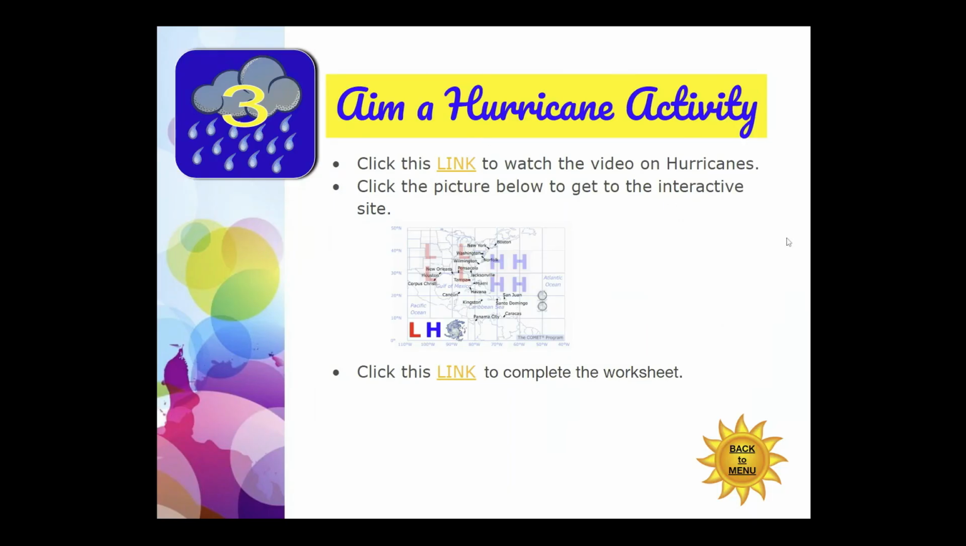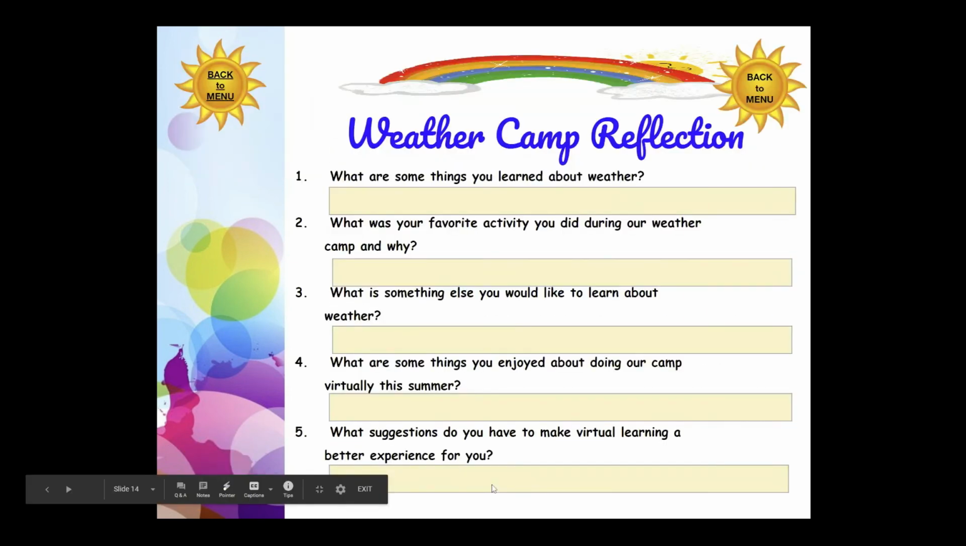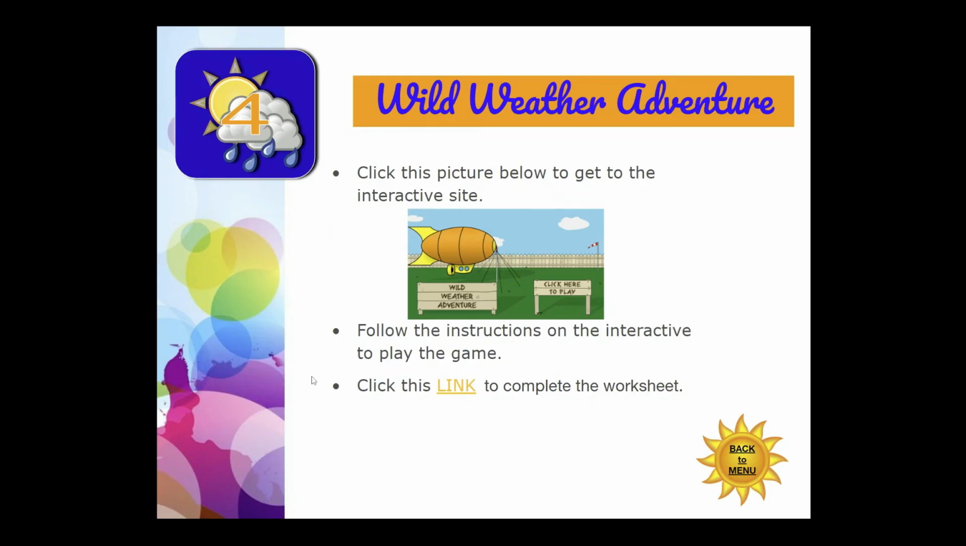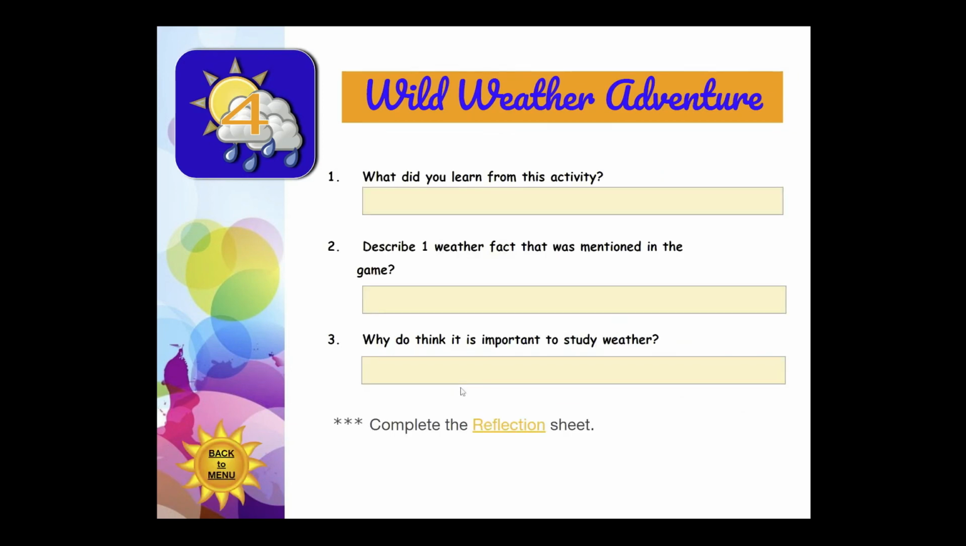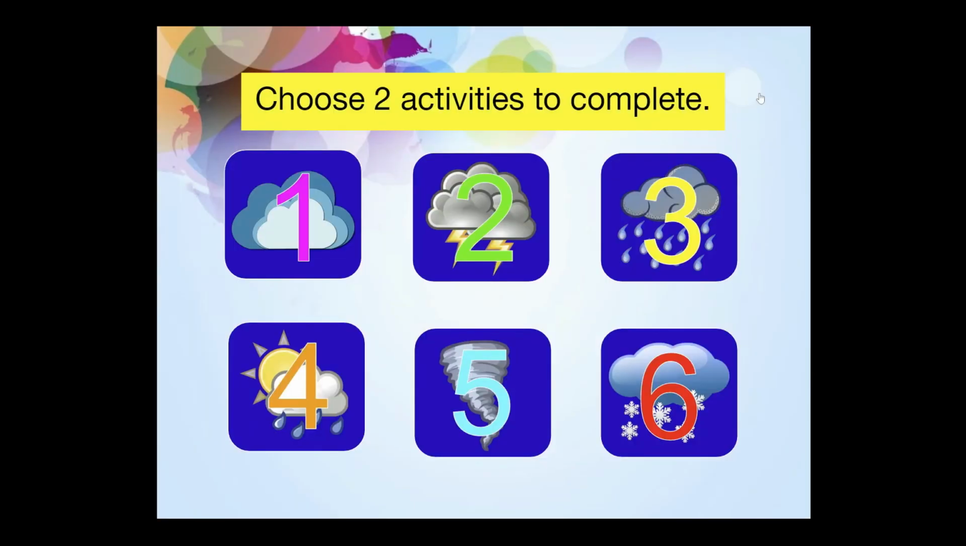Do the same thing for this one. You have a different activity. There is a link to the worksheet that they need to complete, and then the reflection sheet that they need to complete as well. And then again, back to the home page. This is the 4th option: instructions for the activity, link to complete the worksheet, and then the reflection questions that they need to complete, back to the menu.